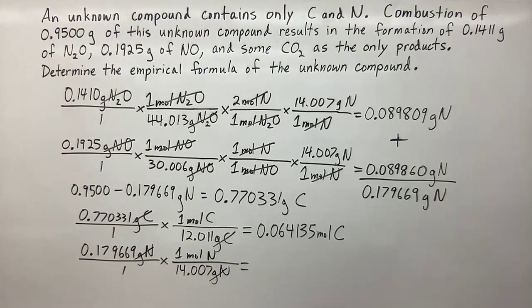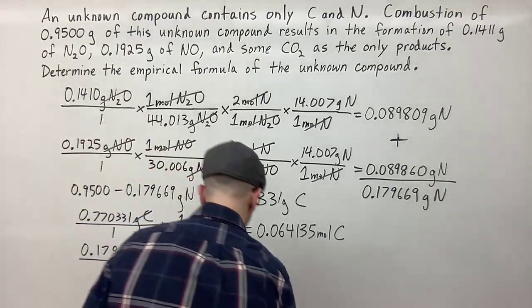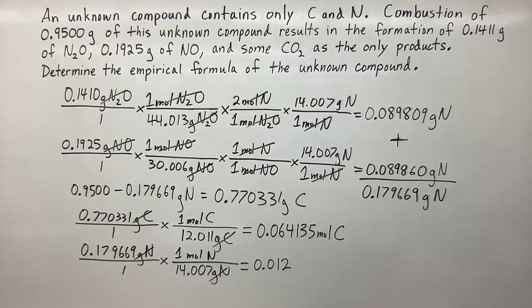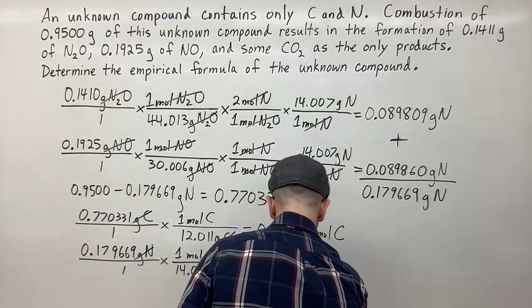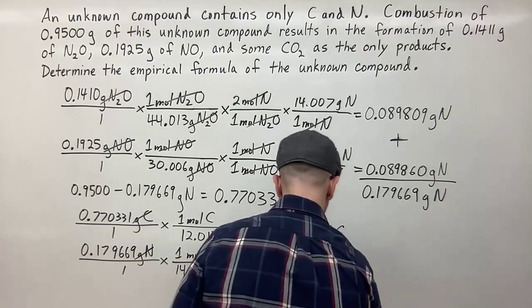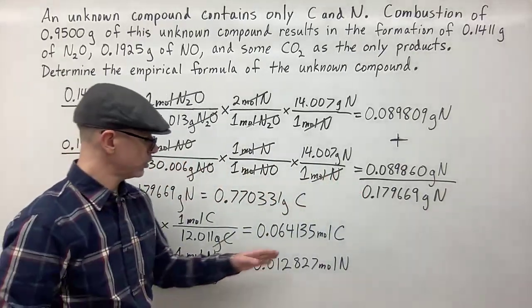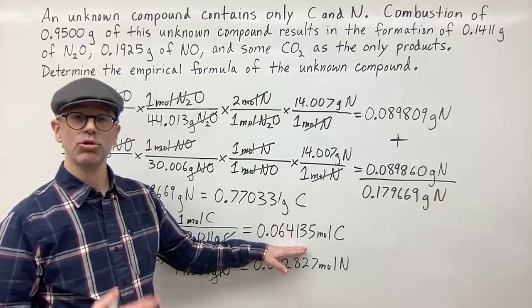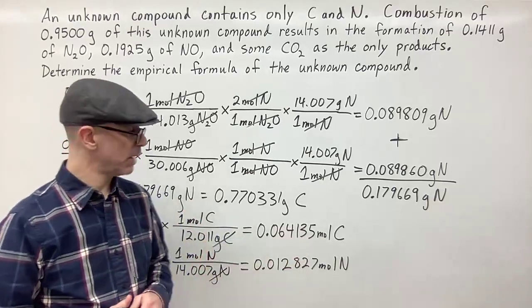When I calculate the number of moles of nitrogen, it's going to be 0.012827 moles of nitrogen. Now that I have the moles of nitrogen that come from my original sample, I can put this in a pseudo formula and then simplify it to get to my empirical formula.